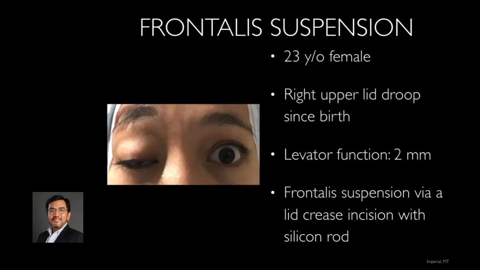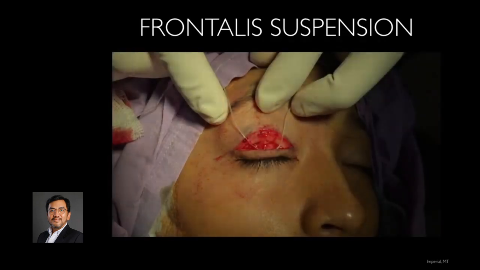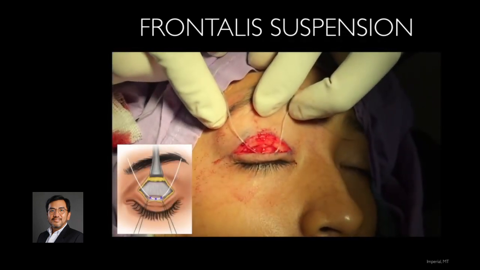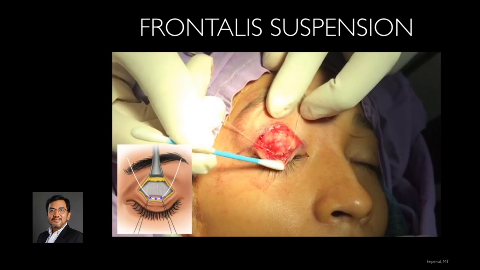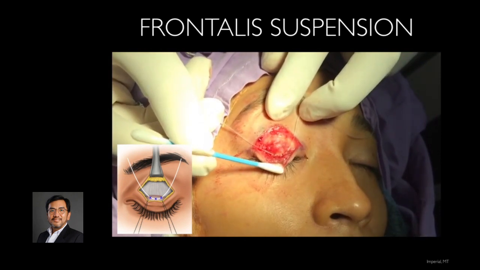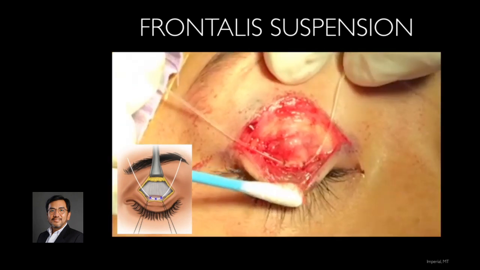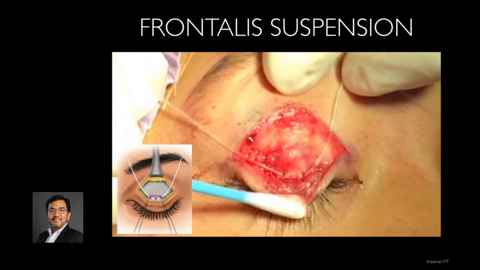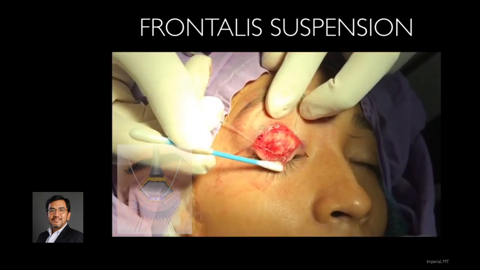The next case is a 23-year-old female with right upper lid droop since birth. Levator function is poor at 2 millimeters. I did a frontal suspension via lid crease incision with silicone rod under local anesthesia. After creating a lid crease incision, the tarsal plate is exposed. The silicone rod is then sutured to the anterior surface of the tarsal plate using non-absorbable sutures.